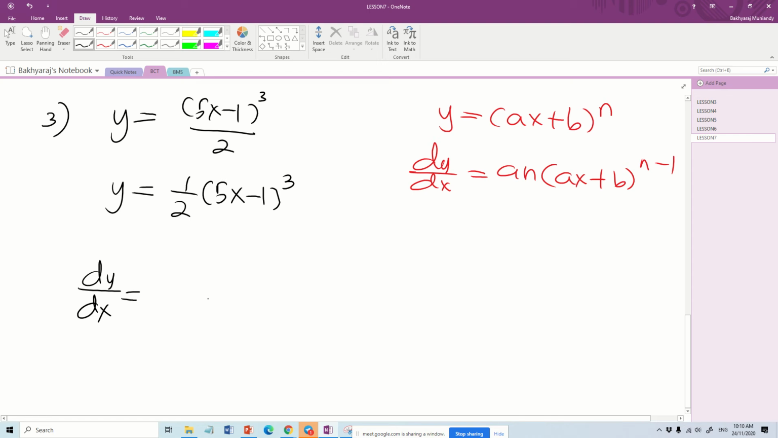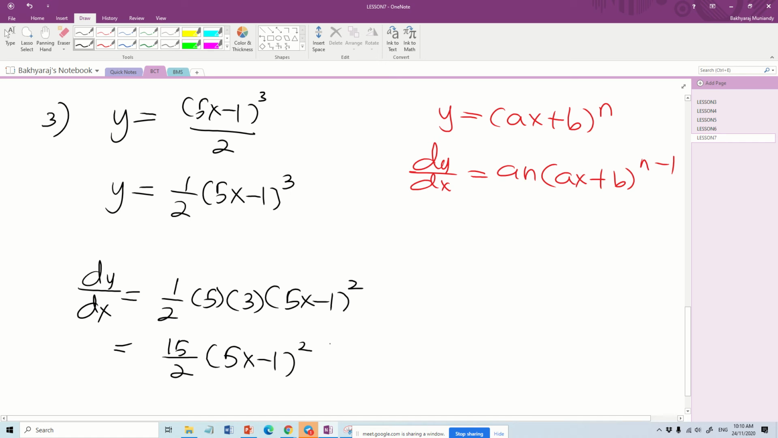Okay, betul. Betul apa yang Muhammad kata tadi itu betul. So 1 over 2 times 5 times 3 times 5x minus 1 power of 2. Okay, so I bring out 5 is a, bring out n which is 3, then 5x minus 1 power of 2 because power minus by 1. So my last answer will be equal 15 over 2 5x minus 1 power of 2. So ini jawapan saya.